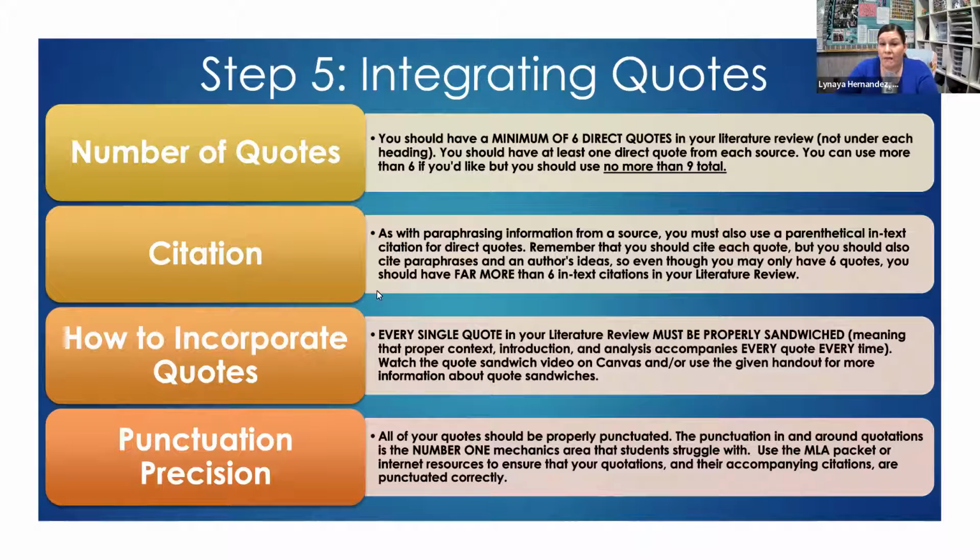You should have a minimum of 6 direct quotes, but you shouldn't have so many quotes that you're padding your paper length with quotes from other people's ideas. Know that, just as always, you have to cite every quote or paraphrase or reference that you use, and every single paraphrase or quotation needs to be properly sandwiched using your quote sandwich handout.